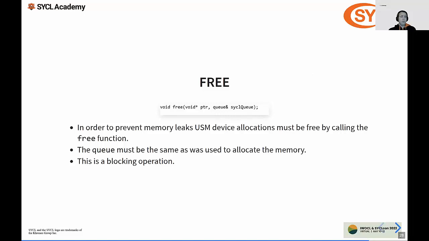Because we've performed an explicit allocation, we also need to explicitly free the memory once we're done with it. What's special here is that we need to use the same queue that we used initially to allocate the memory. And this is also a blocking operation.